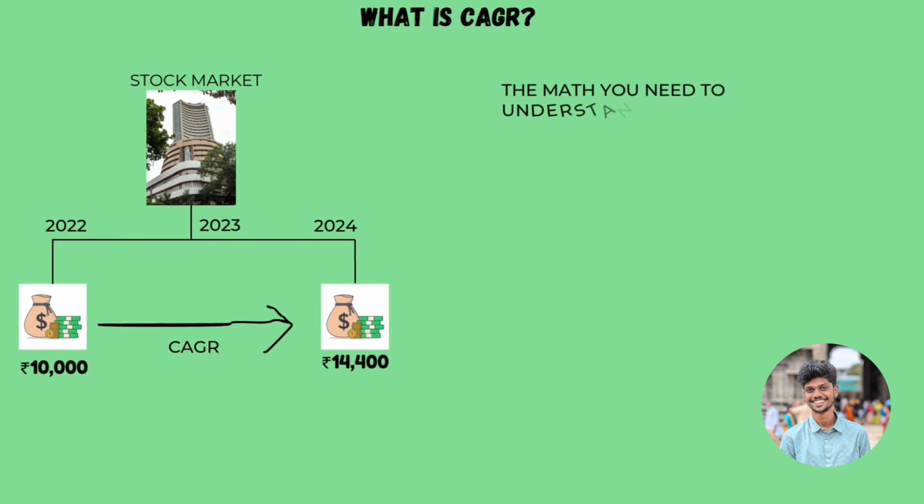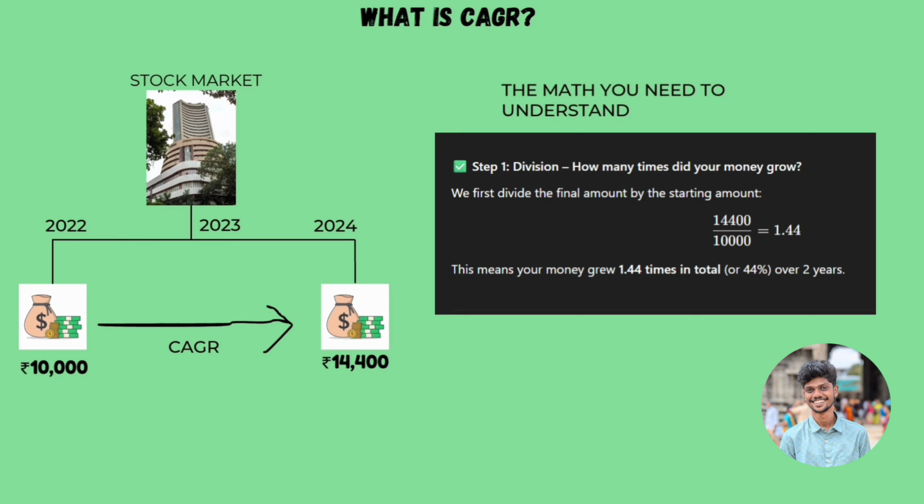The math you need to understand. Let's break this down with very basic maths. Step 1, division. How many times did your money grow? We first divide the final amount by the starting amount, that is 14,400 divided by 10,000 equal to 1.44. This means your money grew 1.44 times in total, or 44% over 2 years.